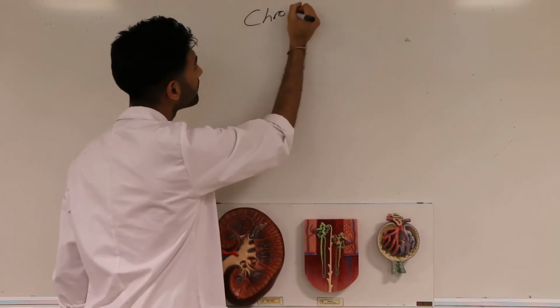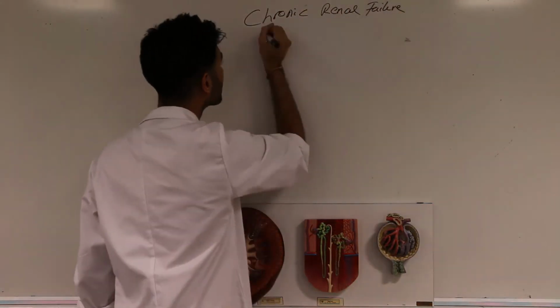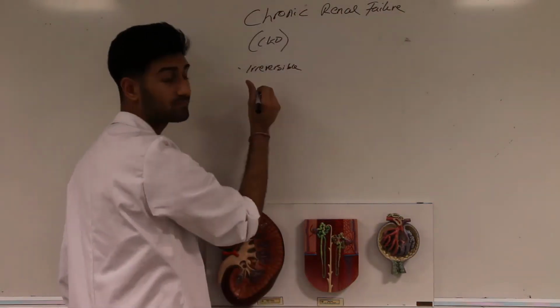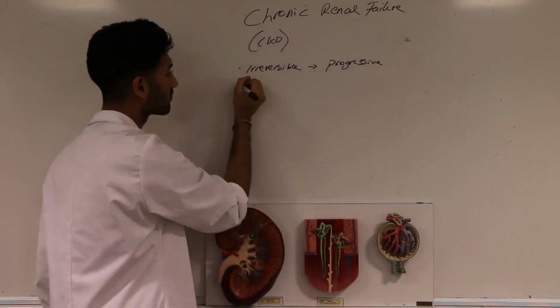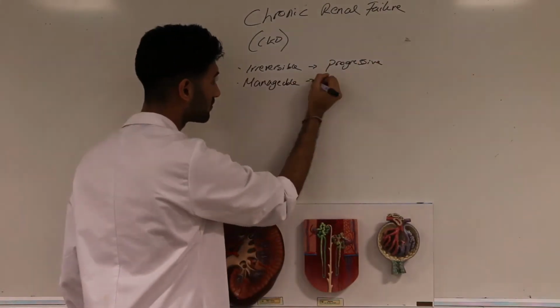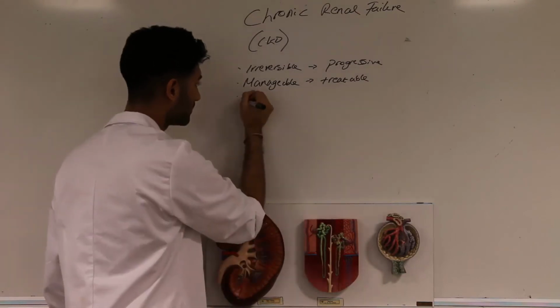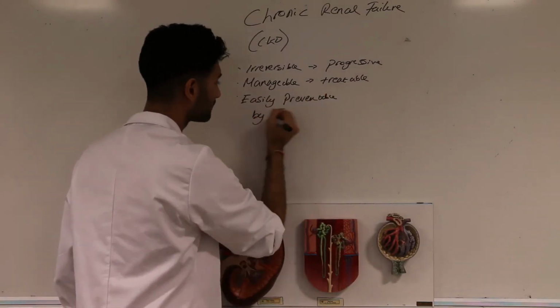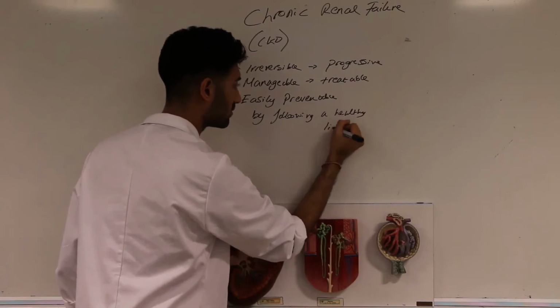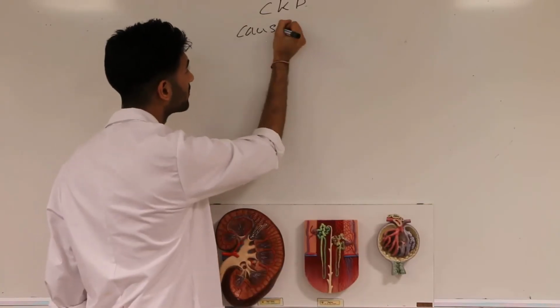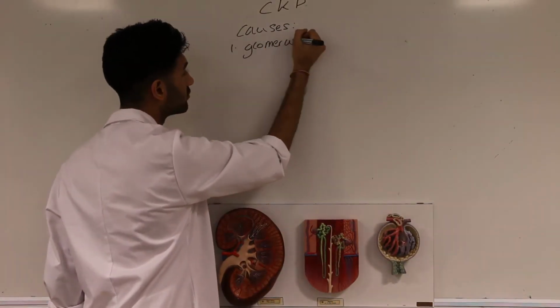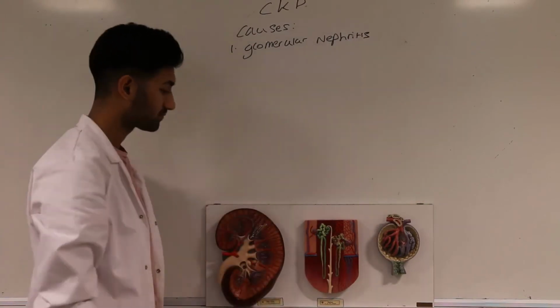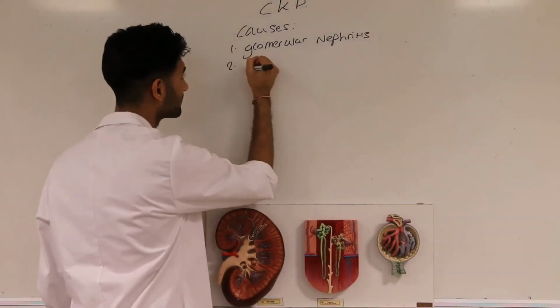Chronic renal failure, or CKD, chronic kidney disease, is irreversible and a progressive disease. Although chronic renal failure is not reversible, the progression is manageable and treatable. The disease is easily preventable by following a healthy diet and by regularly exercising. The main cause of CKD is glomerular nephritis. This is a group of diseases causing inflammation to the glomerulus.